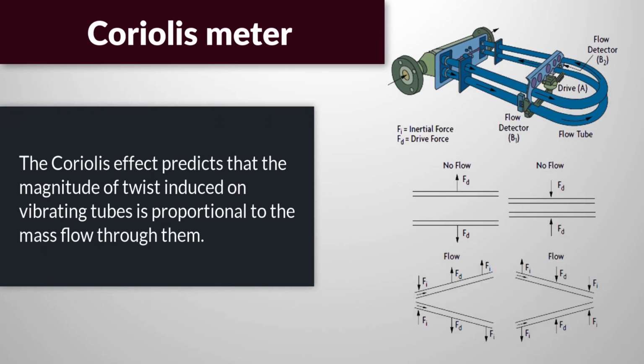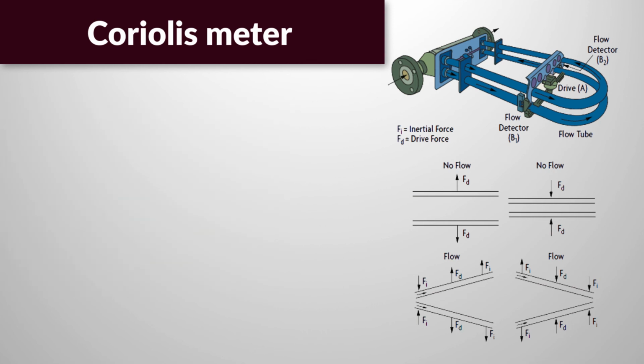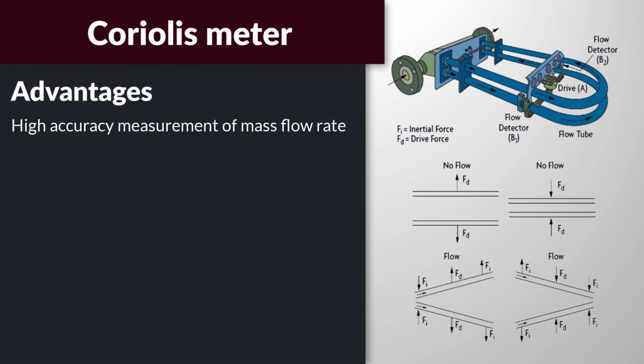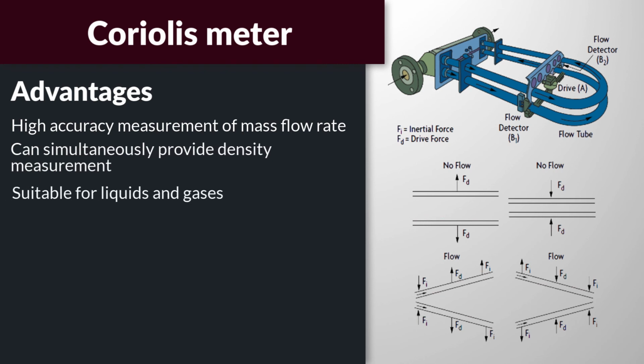A Coriolis meter takes advantage of the so-called Coriolis effect, that fluid passing through a vibrating tube will cause some twisting of the tube. Sensors measure the degree of twist, which directly relates to mass velocity. The Coriolis meter gives high accuracy measurements of mass flow rate while simultaneously being able to provide density measurements. It is suitable for liquids and gases and can handle viscous, non-conductive fluids hard to measure by other techniques.